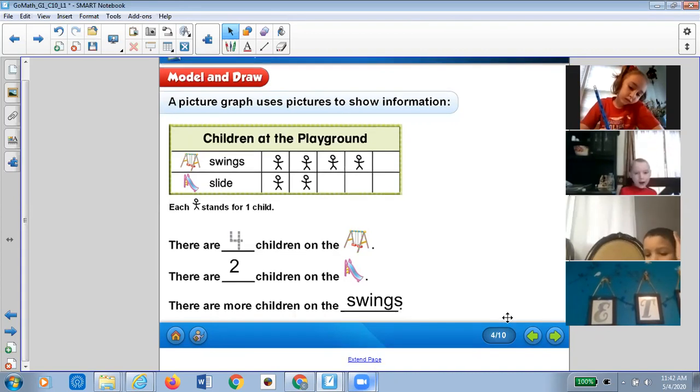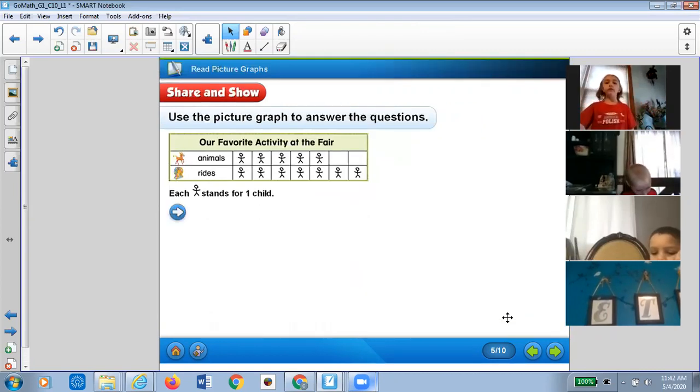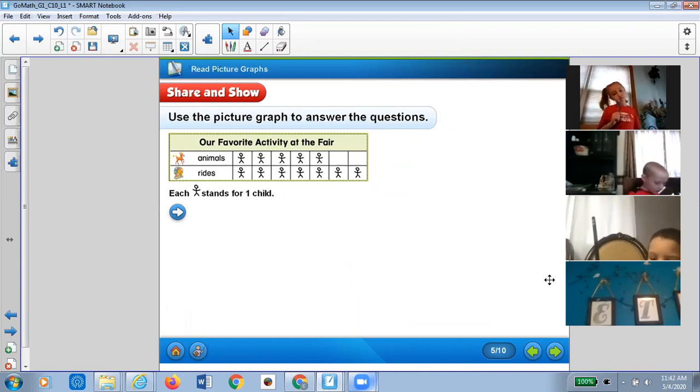Okay. All right, now let's look at the next one. This graph is directly underneath the one that we just did. The title of this pictograph is Our Favorite Activity at the Fair. There were animals and there were rides. Take a look at your pictograph. The pictures, each stick figure equals 1 child.